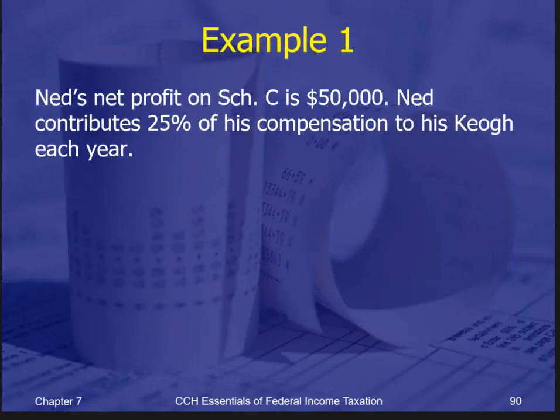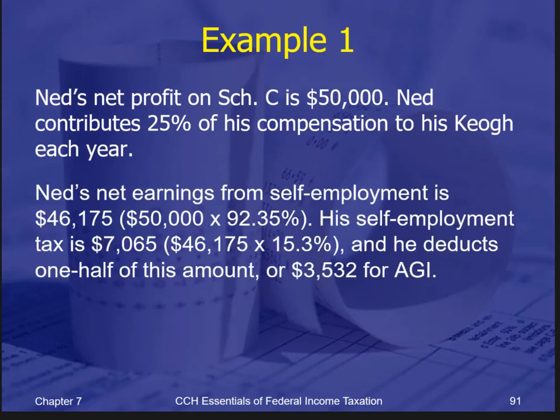So example, Schedule C, $50,000, contributes 25% to his KEO, and this applies to any of the three plans, whatever percentage, okay? So first of all, you multiply by 0.9235. Self-employment tax is then calculated at $7,065. So his deduction for AGI is $3,532. All right. So that's nothing new.